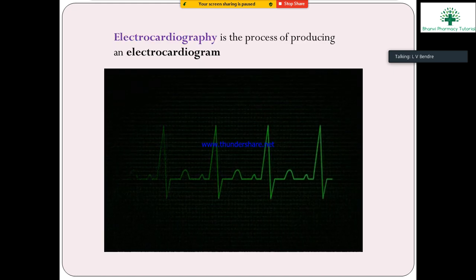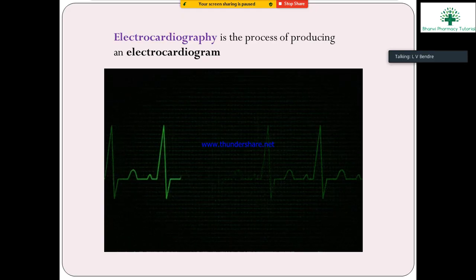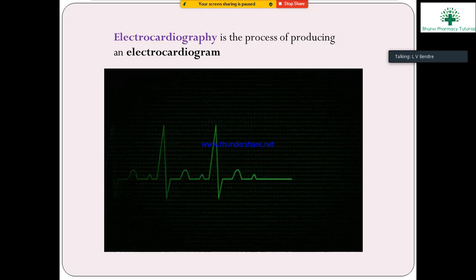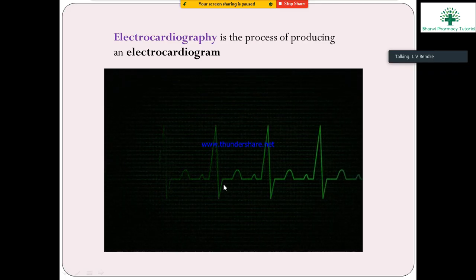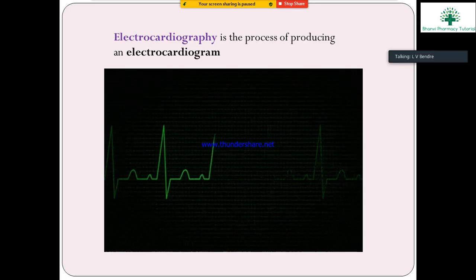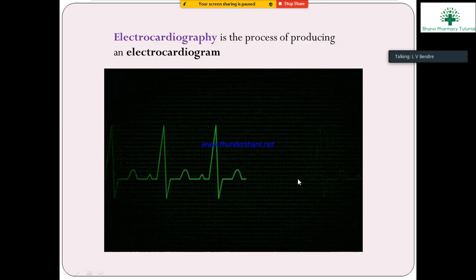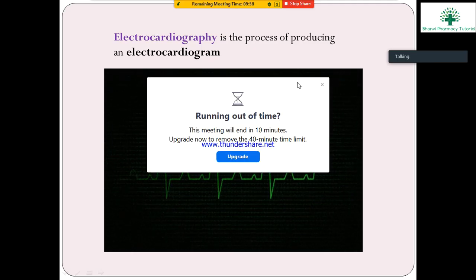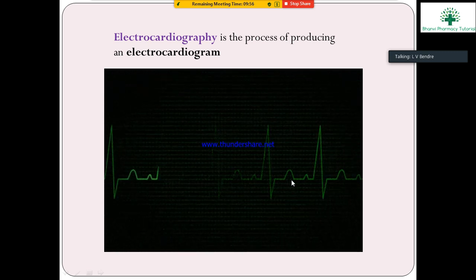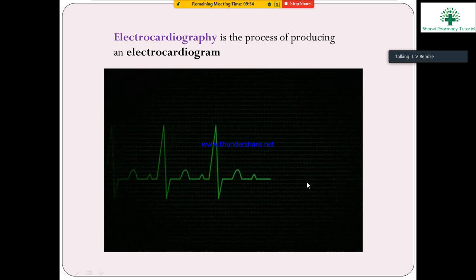You see the electrocardiogram reading. Electrocardiography is the process of producing the electrocardiogram, means the heartbeat is converted into electrical impulses. Okay, you see the diagram. This is the normal beating of the heart. If the line continues flat, there is no beating, means the person will not live. This normal beating belongs to a normal living person. In the flat line there is no beating.